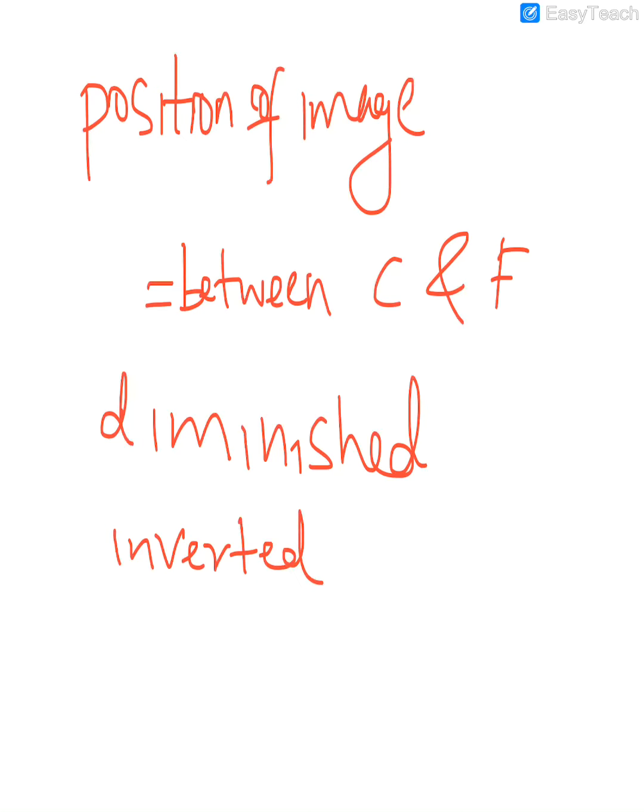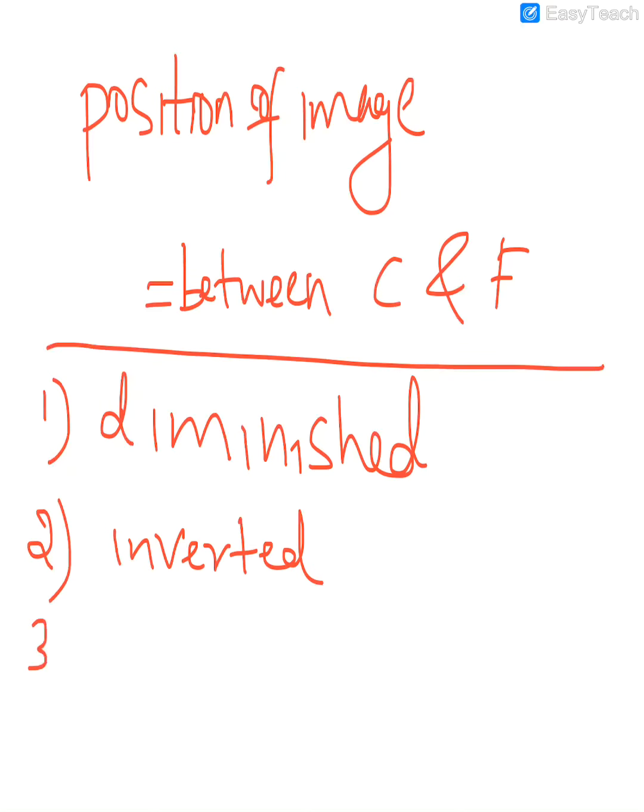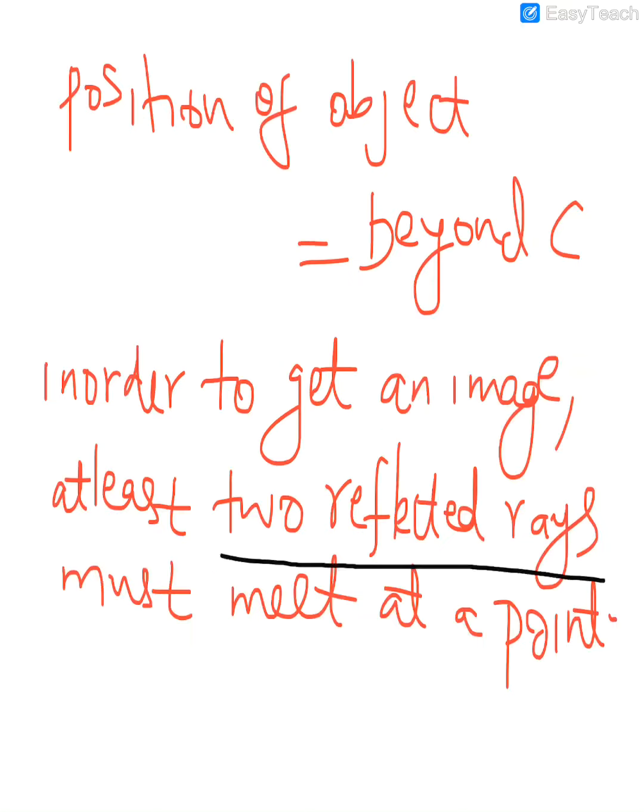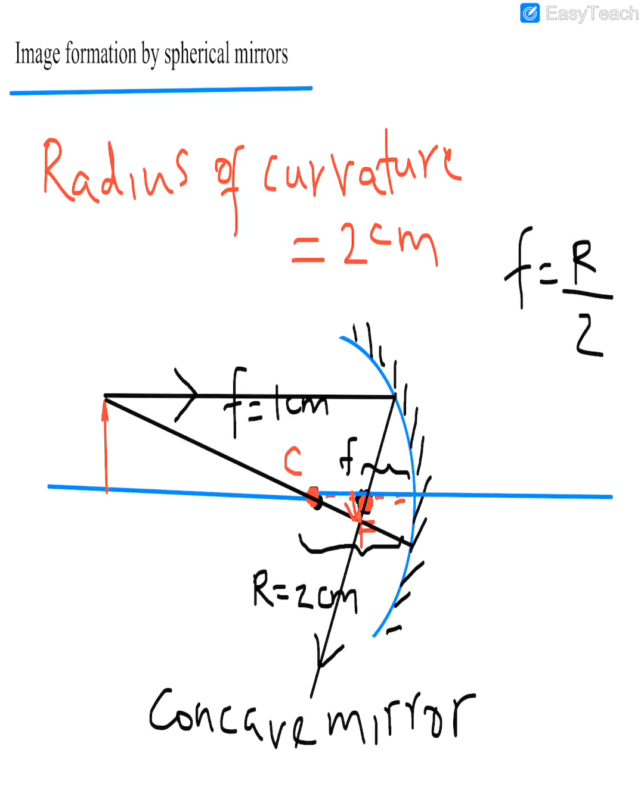Okay, so position you got. Now these are the characteristics. First characteristic, it is diminished. Second one, it is inverted. Now third one, you can see your image is also formed on the same side, same reflecting side, isn't it?